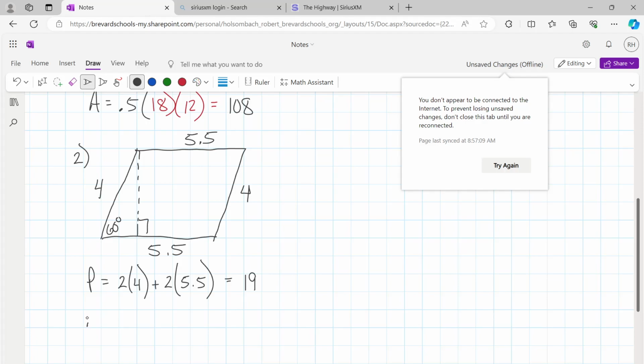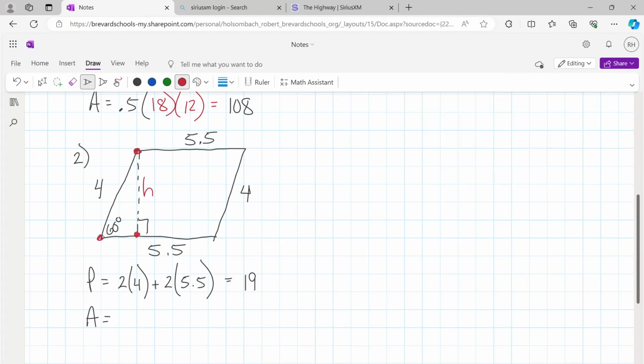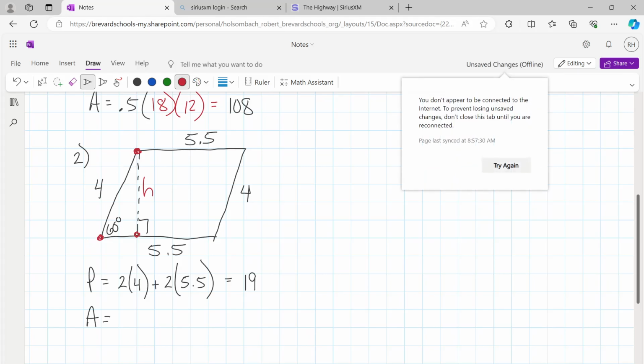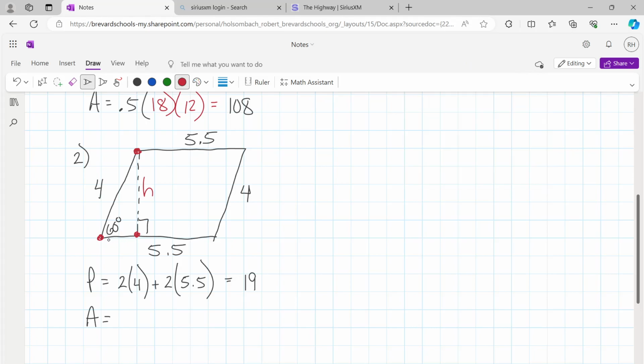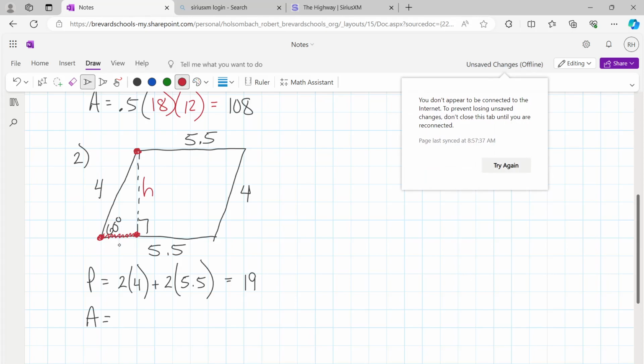All right, then our area of a parallelogram is equal to base times height. What we don't have is this height right here. But what we do have is a 30, 60, 90 right triangle. So our special right triangle rules apply, which means this short side down here, this red side, is equal to half of the hypotenuse. So this piece is equal to 2, which makes the long leg equal to 2 times the square root of 3.